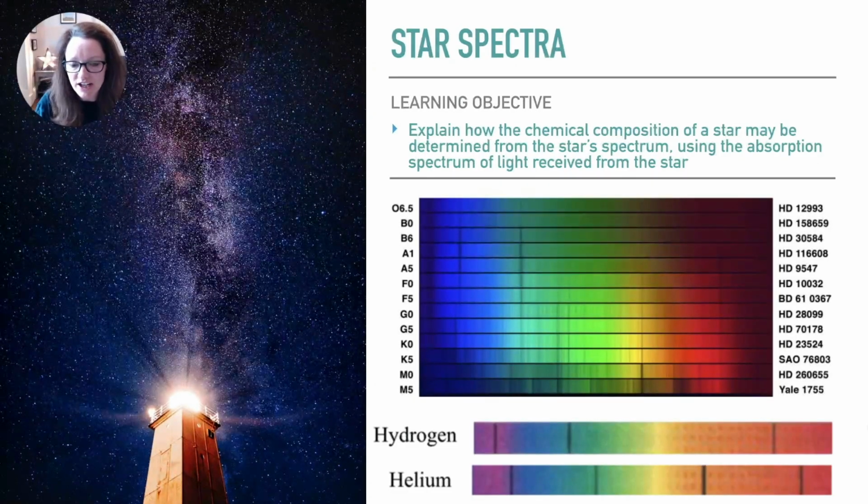Let's take the darkish line in the yellow, for example. That very thick dark line relates to the very thick dark line in helium. So we can see that most stars have helium in them because that line relates to the helium line. It's called the helium doublet.